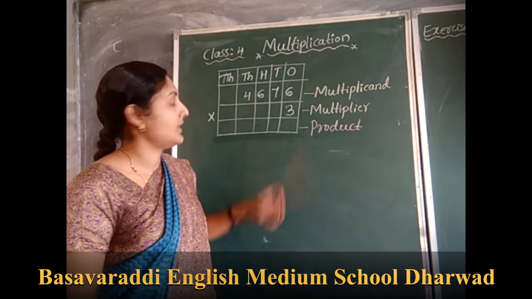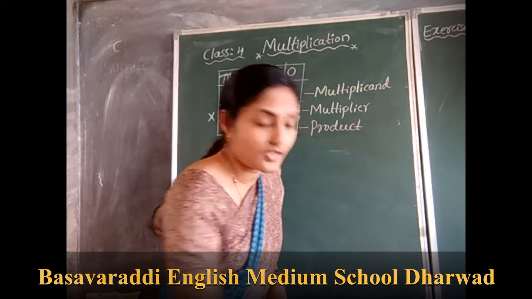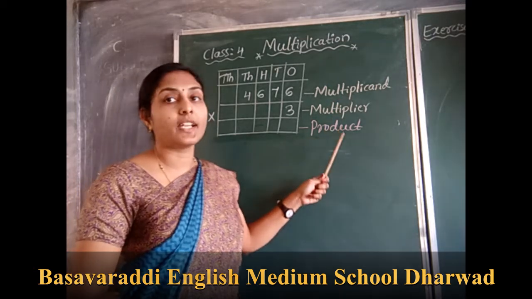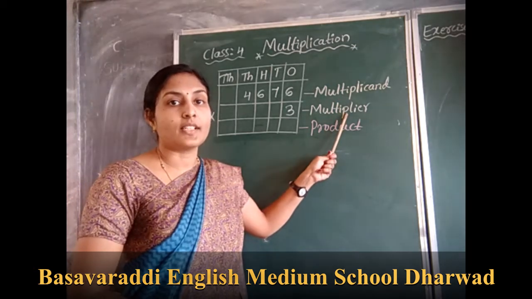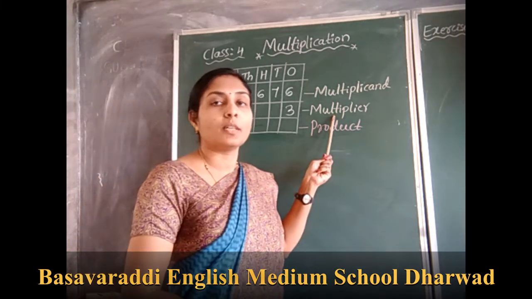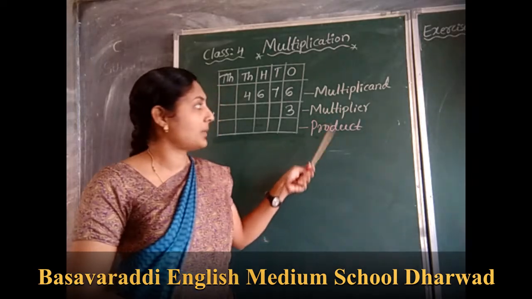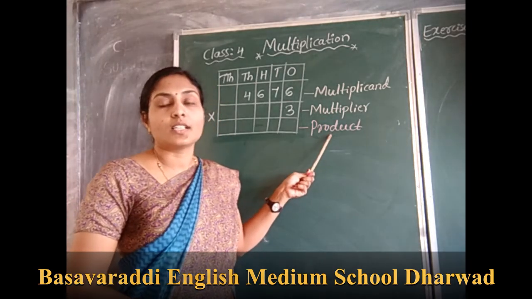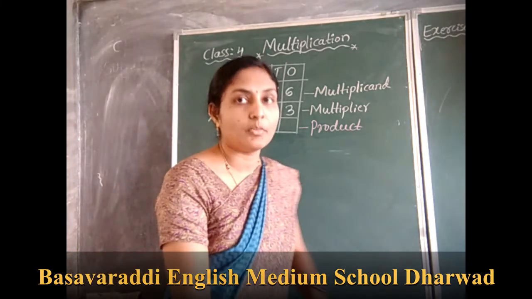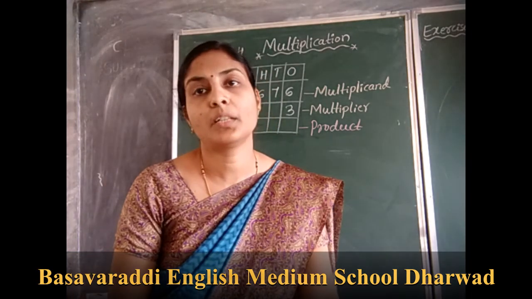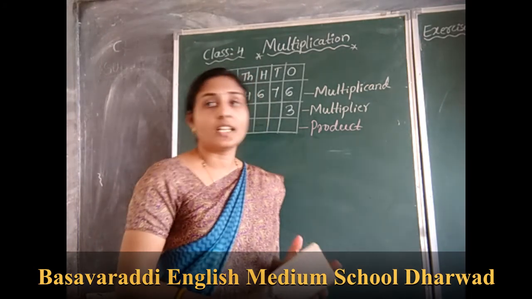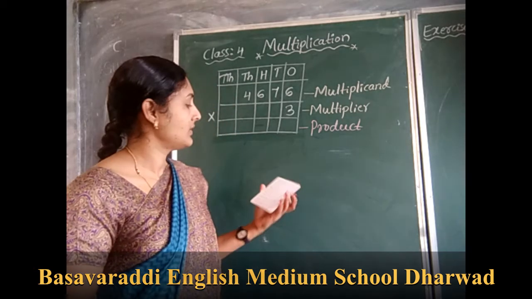Next, let us do the multiplication. I hope it is clear what the multiplicand, multiplier and product are. The first number is called the multiplicand. The second number, that multiplies the multiplicand, is called the multiplier. The result of the multiplication is called the product. How to do the multiplication you already learned in the third standard. With that knowledge we have to apply.